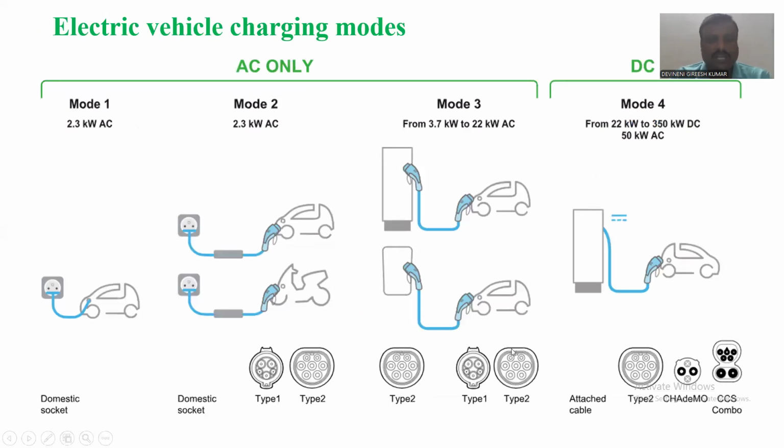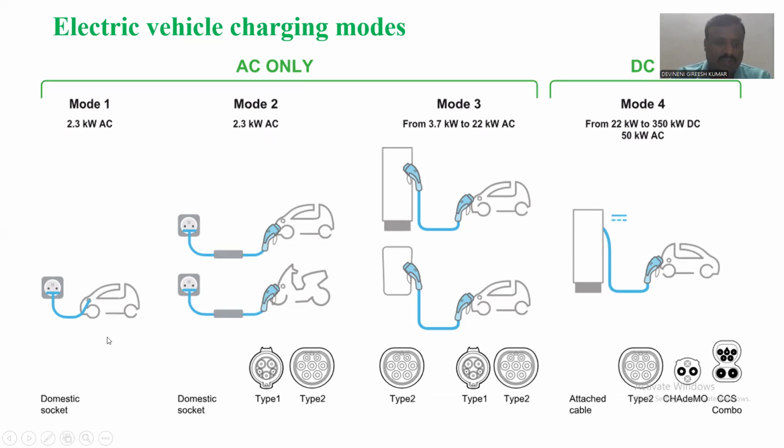Now, electric vehicle charging modes, the same modes which we discussed in the earlier slide, are shown again here for clarity. In mode 1, we have nearly 2.3 kilowatts, AC. This is also mode 2, nearly 2.3 kilowatts.